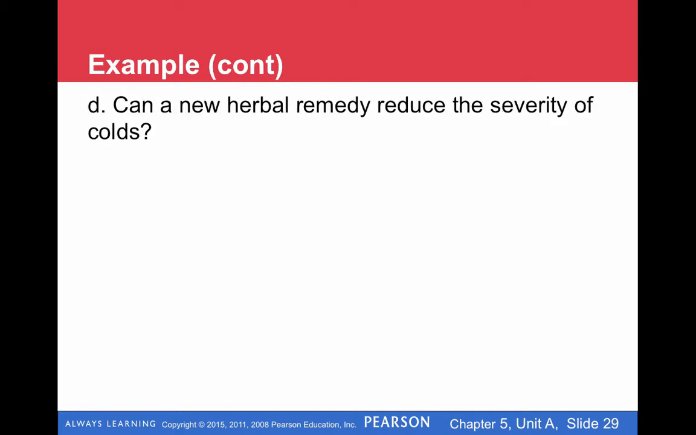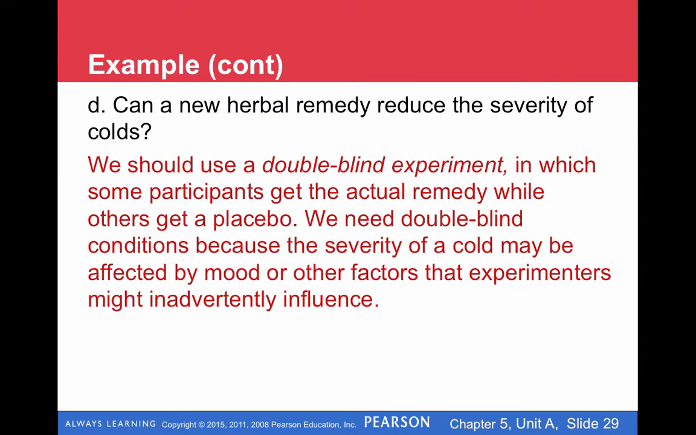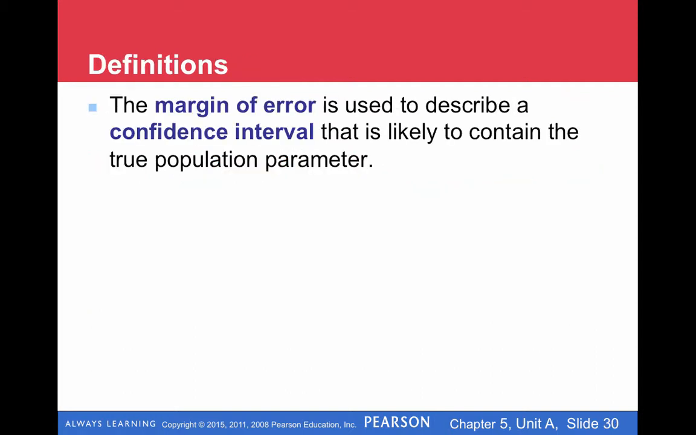Can a new herbal remedy reduce the severity of colds? So this is definitely a double-blind experiment in which some participants get the actual remedy while others get a placebo. We need double-blind conditions because the severity of a cold may be affected by mood or other factors that experimenters might inadvertently influence. So you have to be careful. You just want to do this double-blind so that you're not affecting their recovery, whether or not they're getting the placebo.